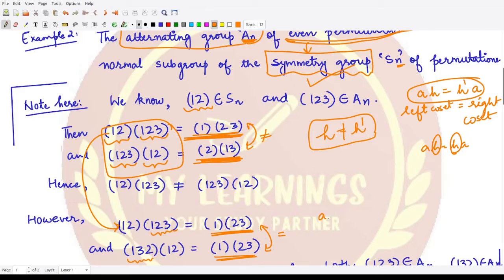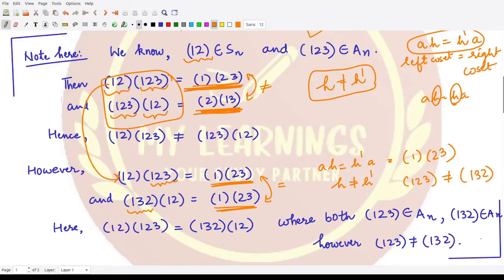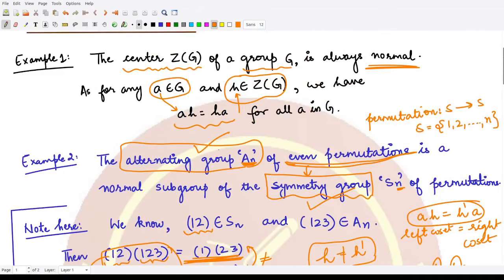Hence, if you have AH equal to H'A, which is what? It is (1, 2, 3) in this case, then H is not equal to H' in this case. So here (1, 2, 3) is not equal to (1, 3, 2). Hence, this is what we discussed in the previous video. So in this case, the alternating group is a normal subgroup of the symmetric group, right?